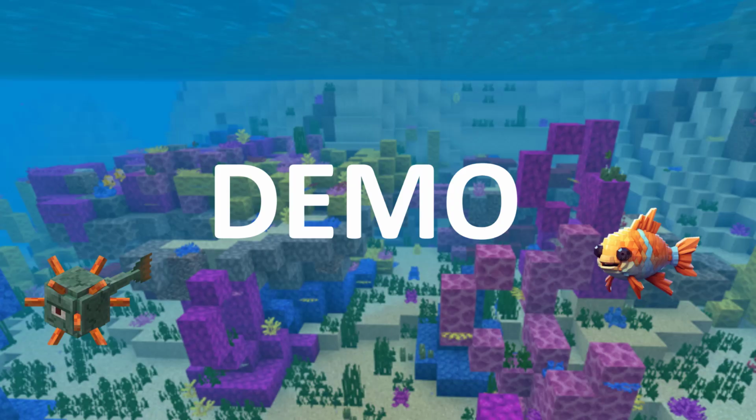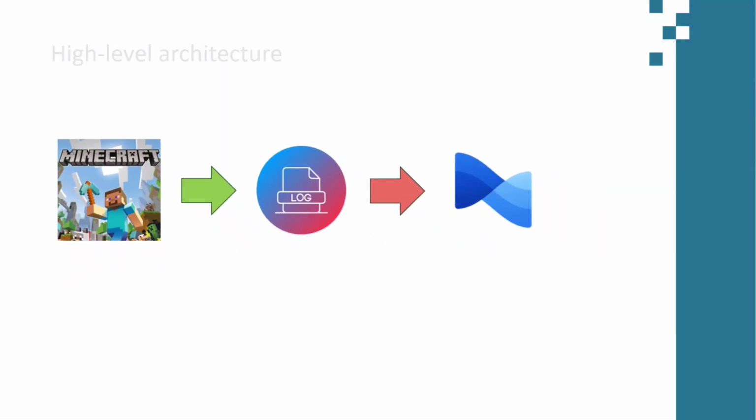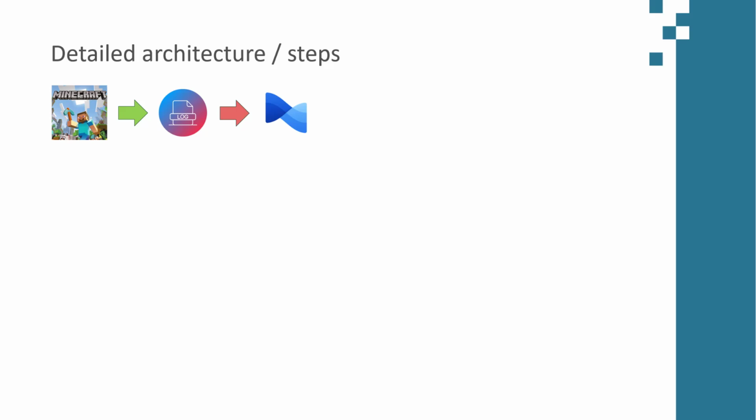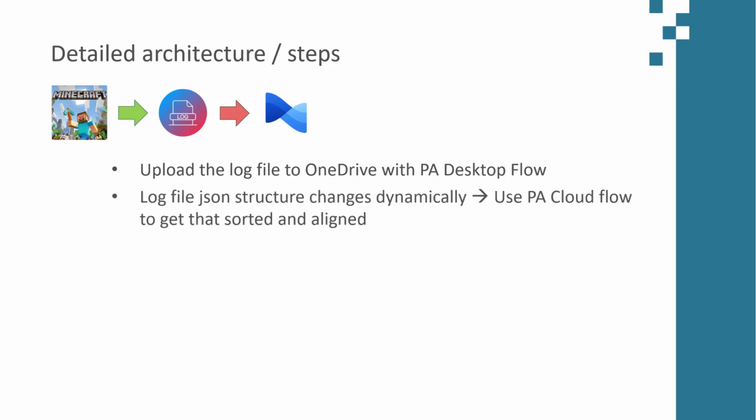Okay, so after this short demo, let's have a look at how I did this thing. Here's a detailed level or step procedure. So first thing, I uploaded my log file to OneDrive using desktop flow. Of course, there are other tools and ways how you can do that. I had to reformat and structure this JSON file because sometimes the elements were arranged differently, and I used the Cloud flow for that. Of course, that's pretty nice for the small data set, but as I said, if you have larger data sets, you might use some other kind of tools or pipelines.